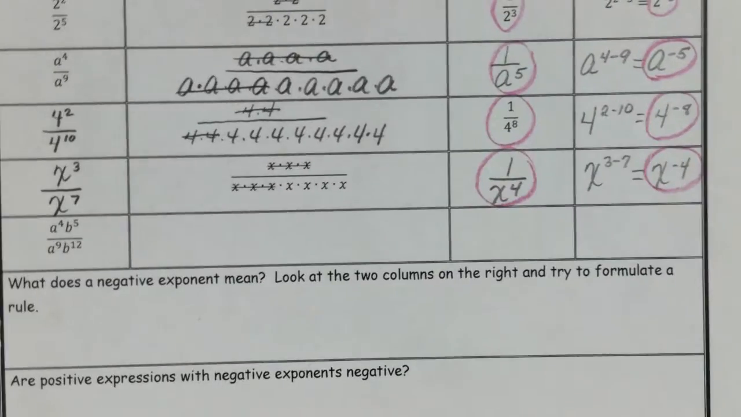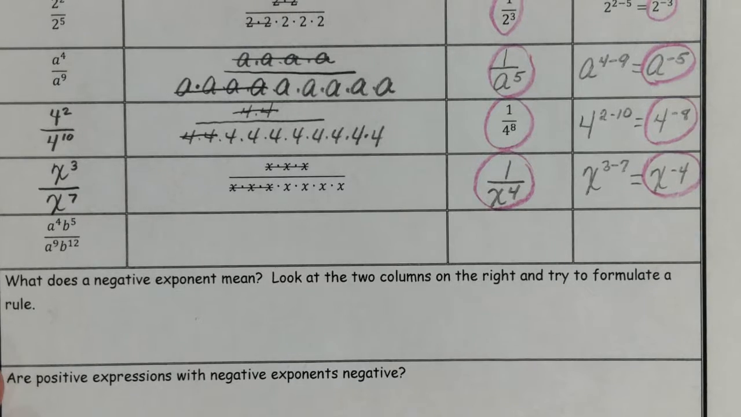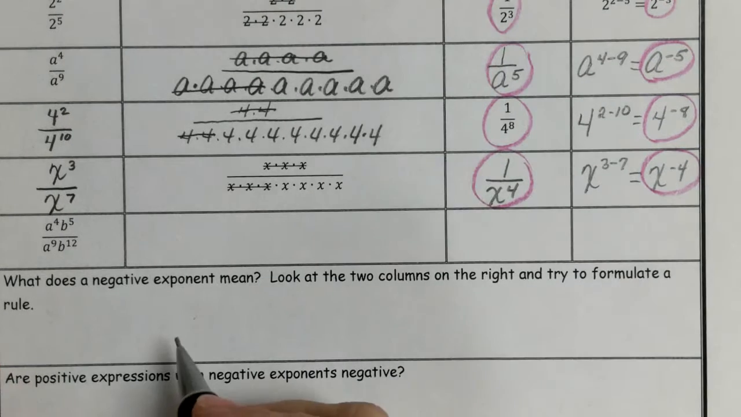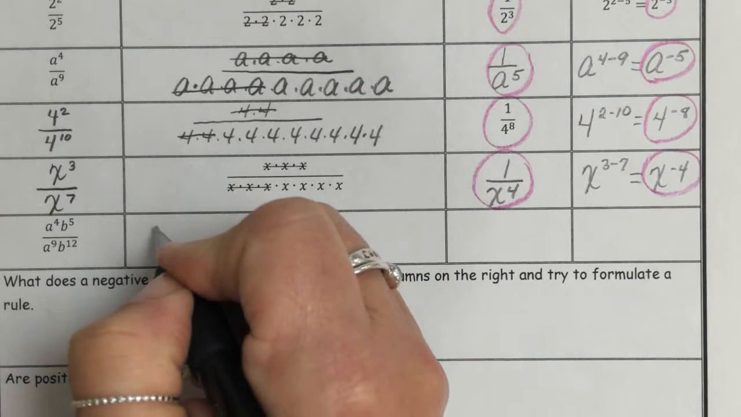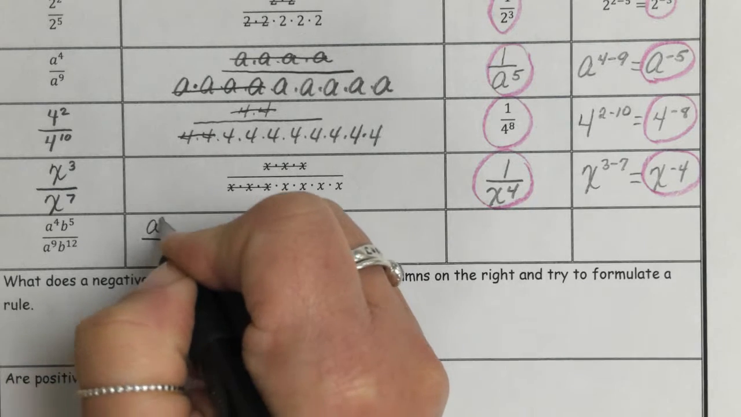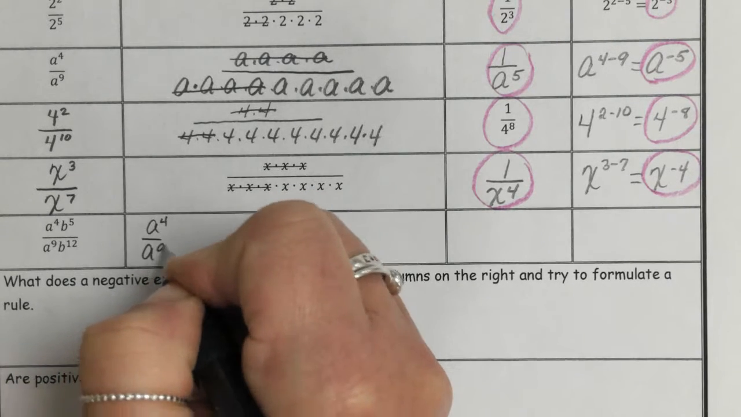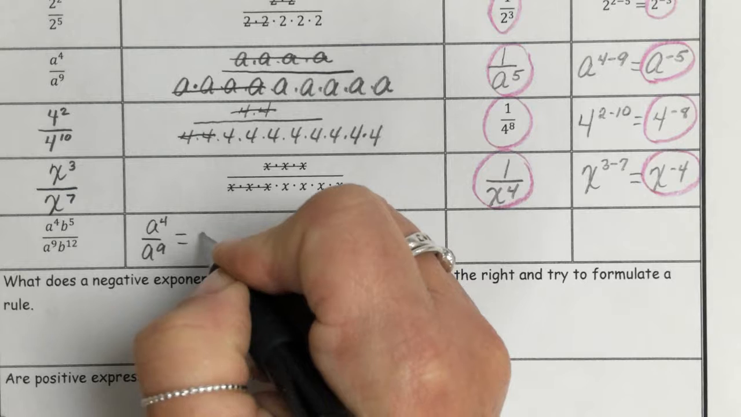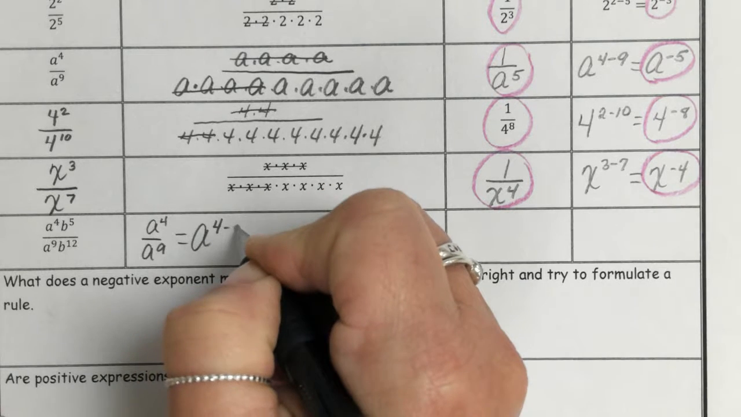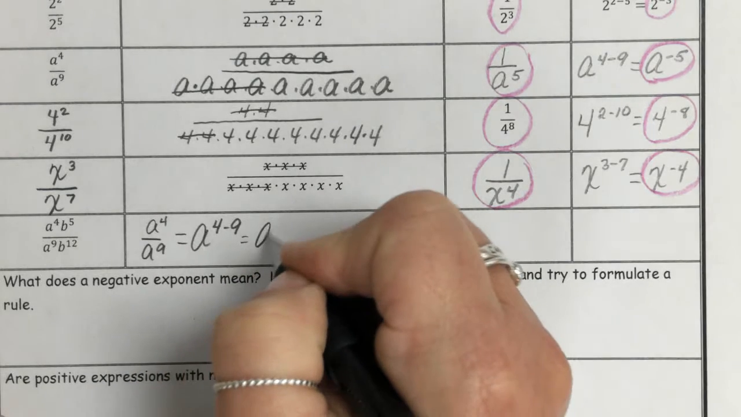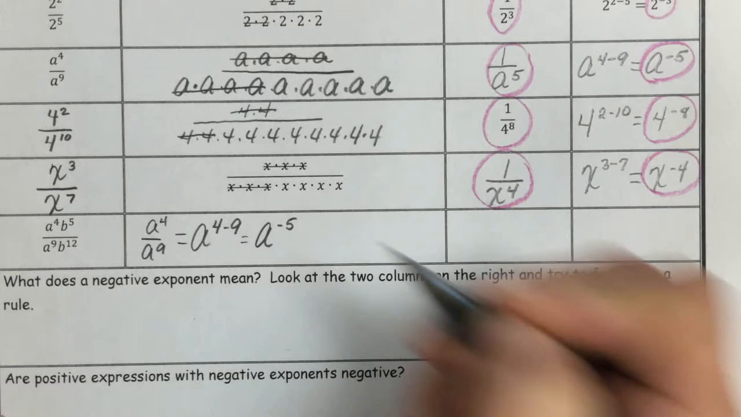And let's write it like this. Let's just take each individual variable. Let's start with our a's. It's a to the 4th divided by a to the 9th. So that's the same thing as a to the 4 minus 9, or a to the negative 5th power.